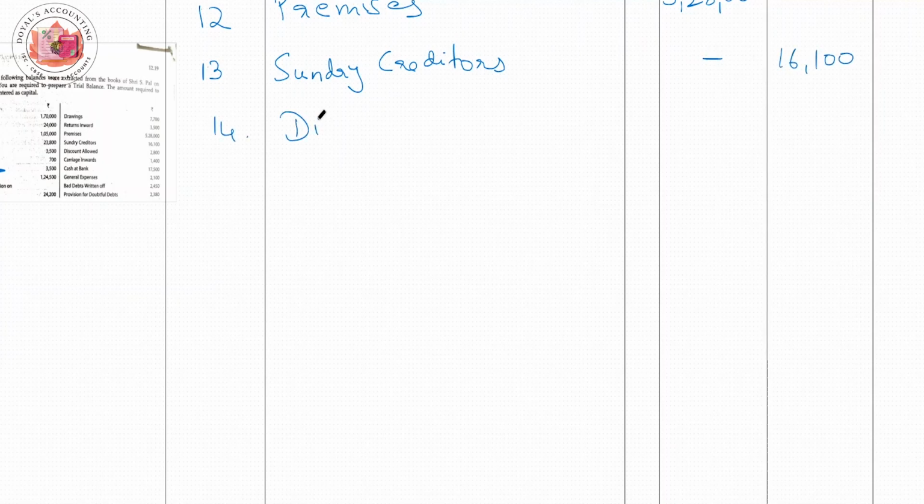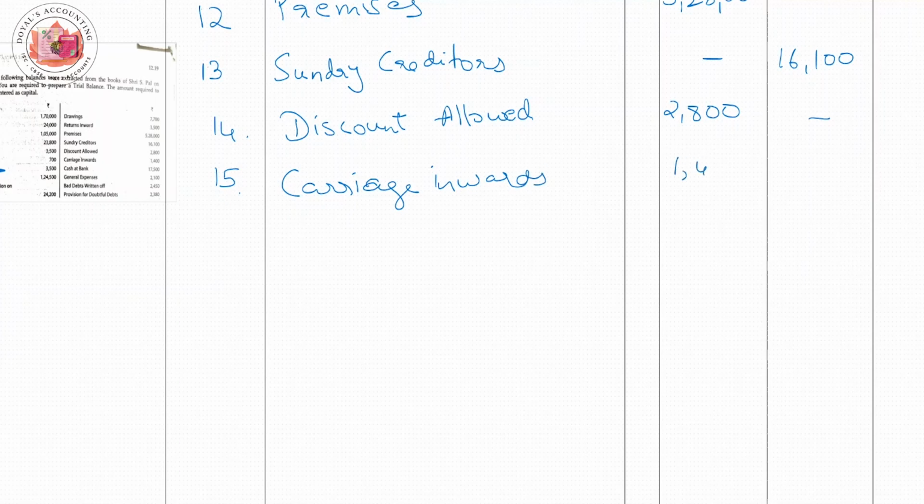Next, we have discount allowed. Now we are allowing discount to our customers, so in nature, that is like a loss for us. Losses will have debit balance, so we will post it in the debit column. Next, carriage inwards. Note that carriage inwards is an expense. All expenses have debit balance, so 1400 in my debit column. Now cash at bank, my bank balance. Cash at bank is my asset, so assets have debit balance. I'll post it on the debit side.